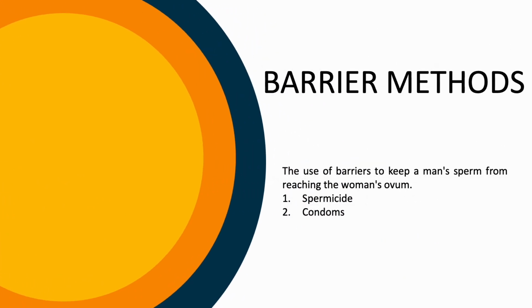Thirdly, barrier methods of contraception involve the use of barriers to keep a man's gametes from reaching the woman's gametes. Barrier methods include 1.